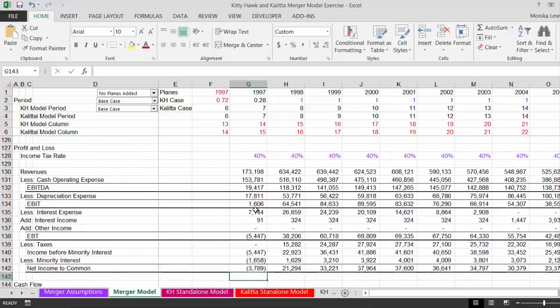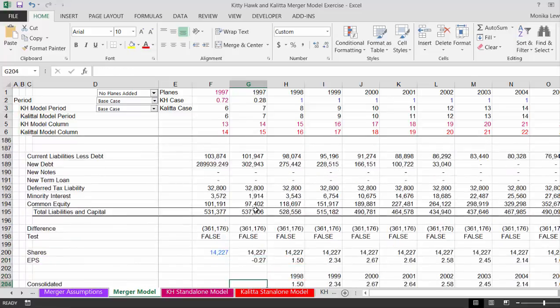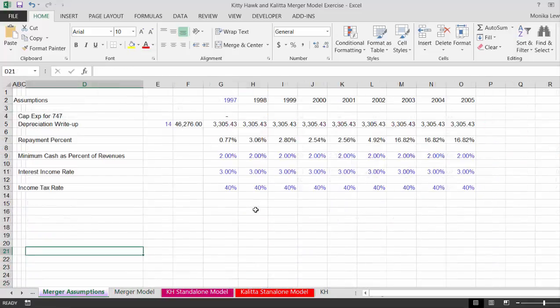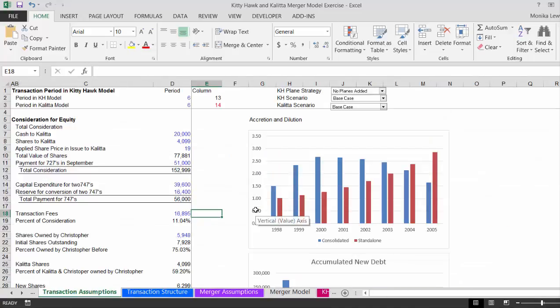And finally, you get the profit and loss and the cash flow and the balance sheet from a combined analysis. Okay, so let's just do some of the exercise that I suggested we do. Okay, let's start by understanding the transaction.